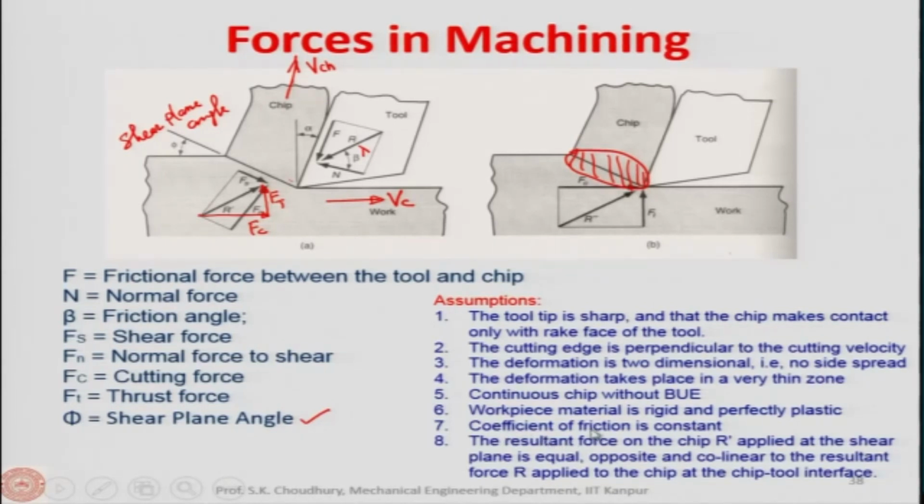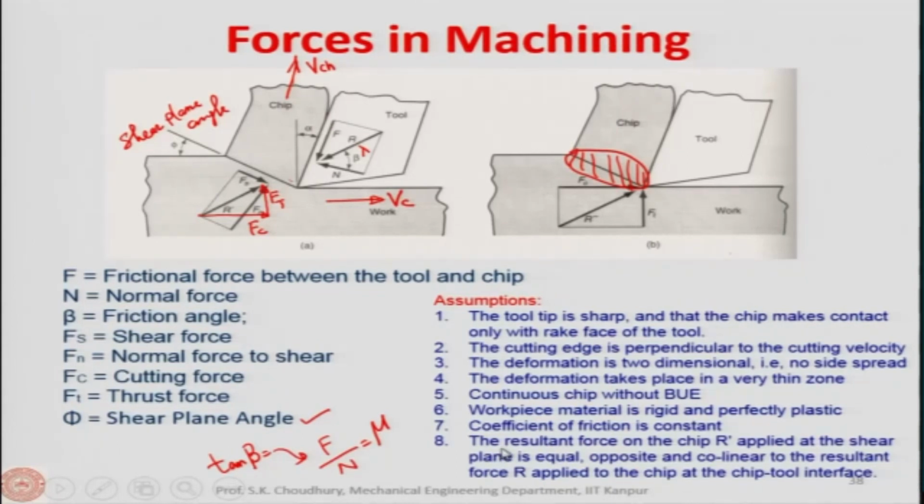Next assumption is the coefficient of friction is constant along the chip tool contact length. This is the chip tool contact length, and along this length the coefficient of friction, this is the F by N. Okay, we will come to that. F by N is this, we are talking about friction force and the normal force, this is mu. And the tan of the lambda or beta is equal to F by N. So, this coefficient of friction is constant along the chip tool contact length.